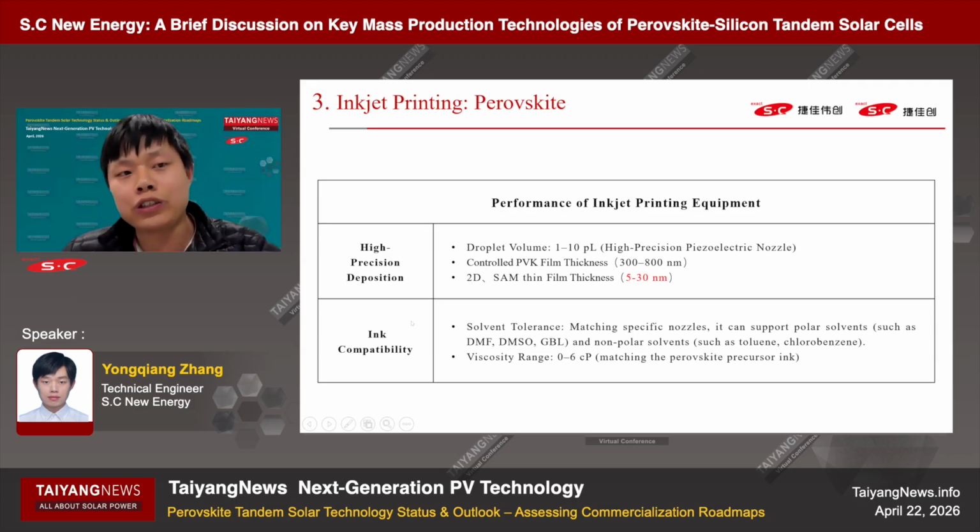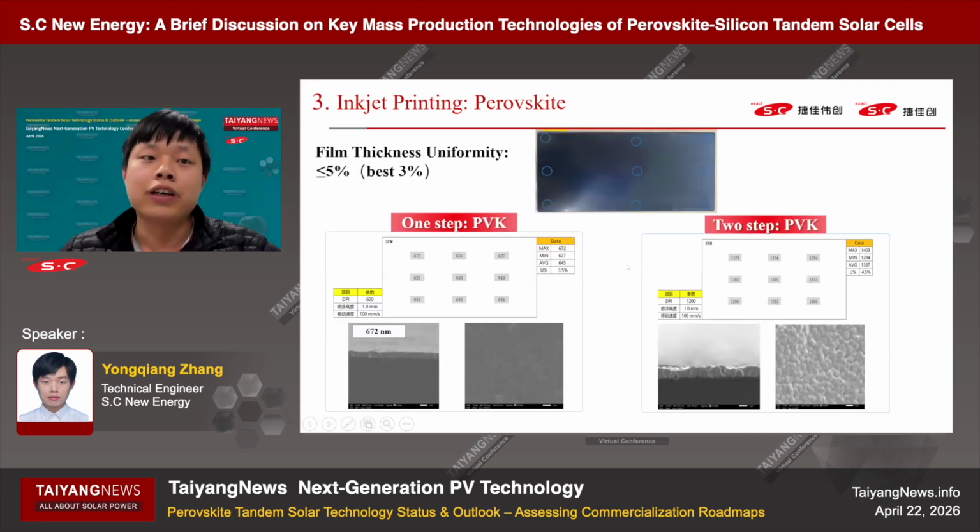For this inkjet printing, we can match a lot of solvents, for example DMF, DMSO, and GBL, even some CB. This inkjet printing can match almost all perovskite precursor inks. And here I would like to show you some of the film thickness uniformity by inkjet printing. Usually we can get film thickness non-uniformity less than 5%. In the best case we can even reach 3%.